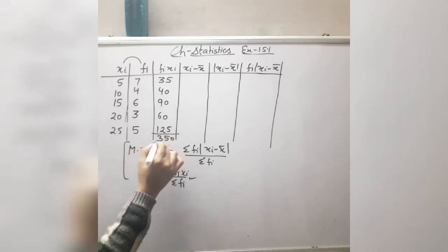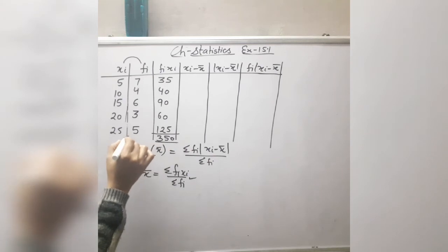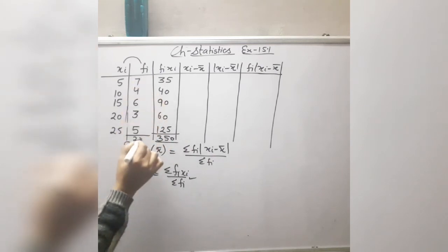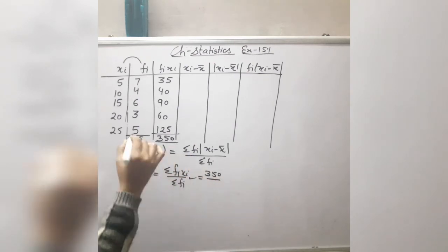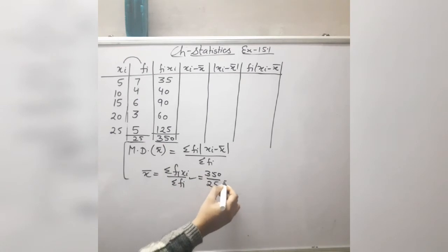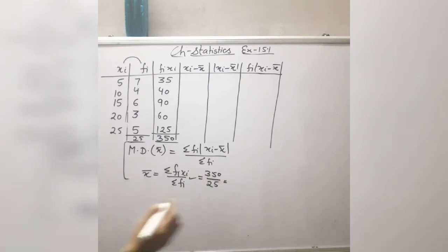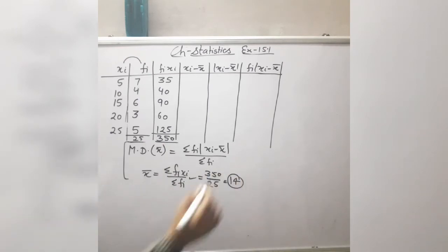I have already calculated it. And the sum of all the frequencies, this is 25. So mean is summation fi xi, which equals 350, divided by summation fi, which equals 25, and 350 divided by 25 equals 14.